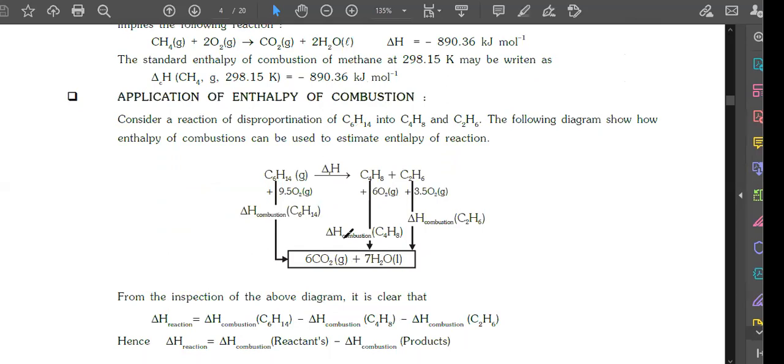Sorry, my bad. It is an exothermic reaction, so in this case net heat is released. So obviously, the heat of combustion of this would be more than that of this. So you have to remember, in case of combustion also, heat of reaction is heat of combustion of reactant minus heat of combustion of product. Because it is an exothermic reaction, it should be negative.